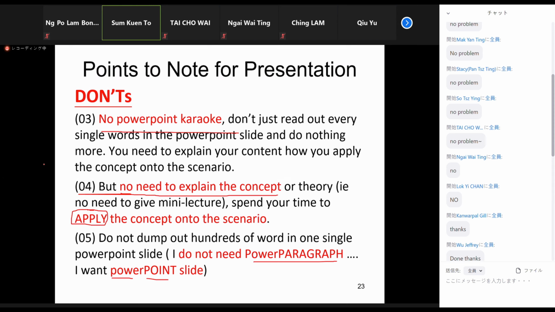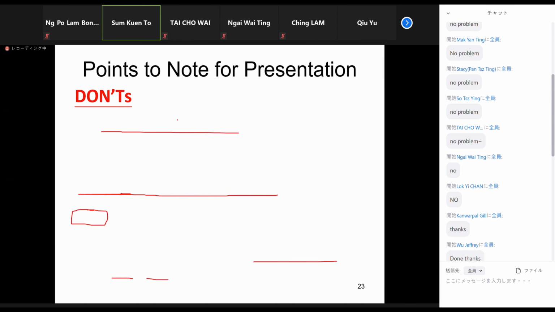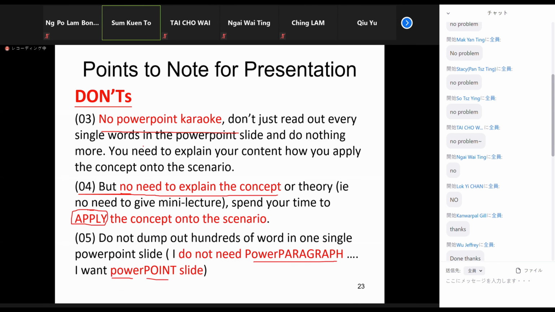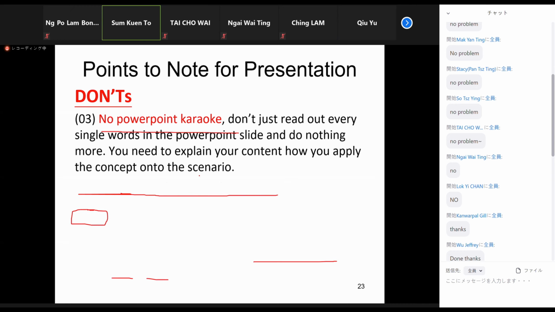Just for example, you pop up this slide and then without animation, no good. But you can see J2 use animation. And after you dump out the whole PowerPoint slide, when you do a presentation, you just say, no PowerPoint karaoke. Don't just read out every single word in the PowerPoint slide and do nothing more. You need to explain your content. Okay, this is PowerPoint karaoke. But when you do a presentation, try to do something like that. So animation, and then while doing that, you say, yes, no PowerPoint karaoke.